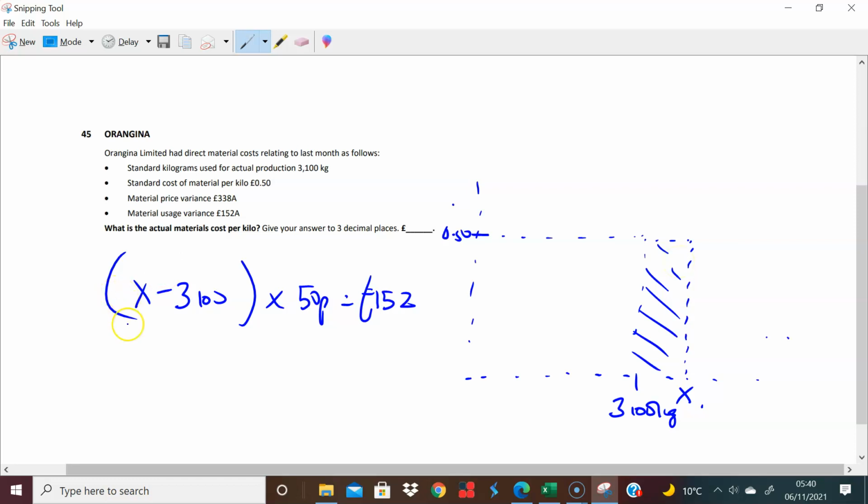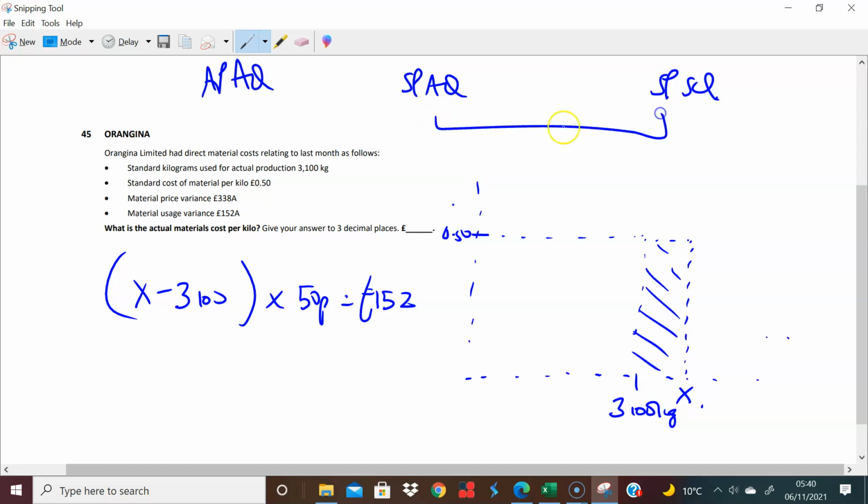Right? So this is a sort of actual quantity minus standard quantity times standard price, if you want to talk about formulas. I've talked before about this sort of AP AQ, SP AQ, and SP SQ here. And this is the usage. We can look at the usage variance here, and this is your price variance here.